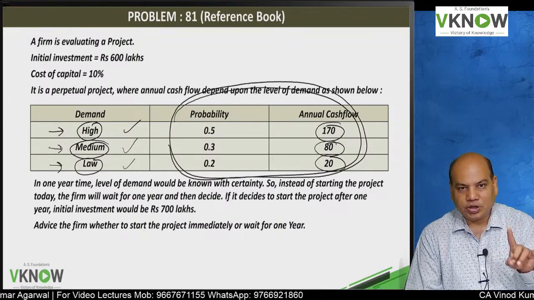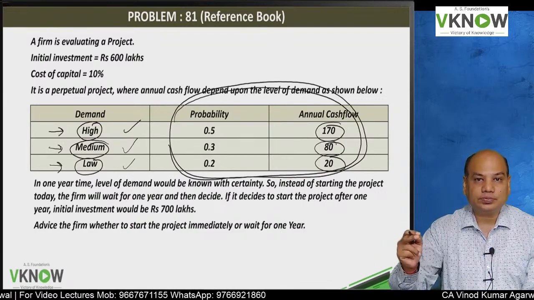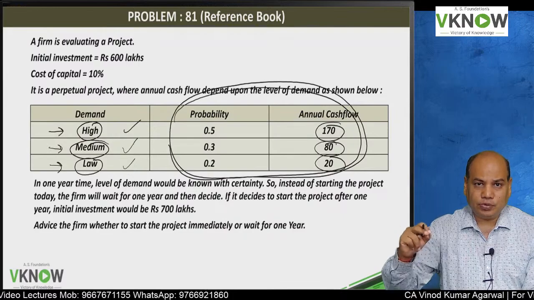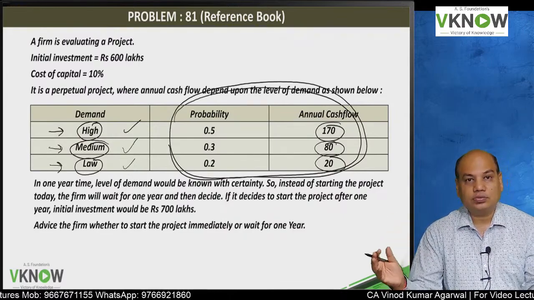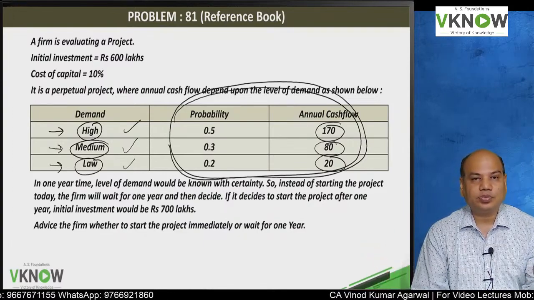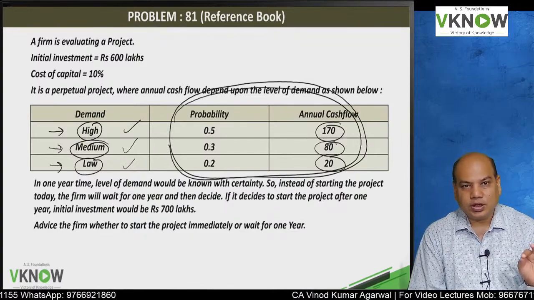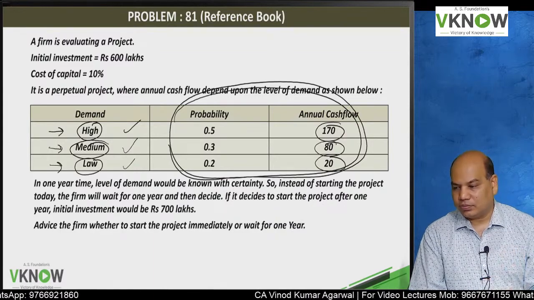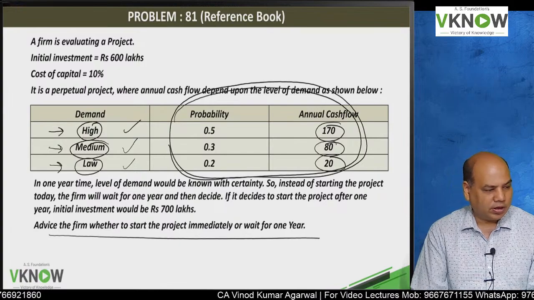If you are getting a positive answer, keep it as it is, and then compute the expected NPV if you wait for 1 year. Select that option which has higher NPV. If starting now gives you higher NPV, start now. If waiting for 1 year gives you higher expected NPV, wait for 1 year. That is the question: start now or wait for 1 year?